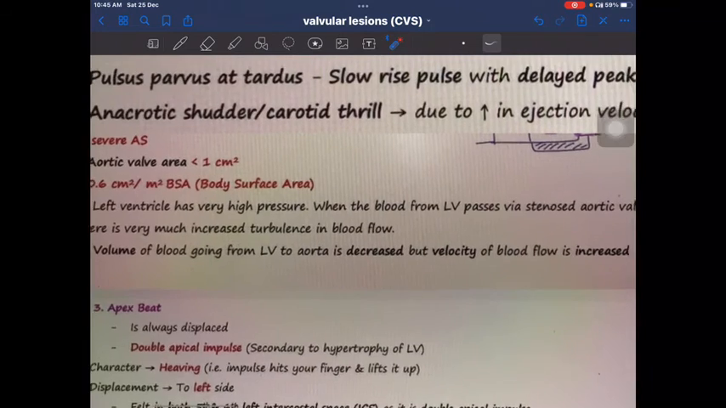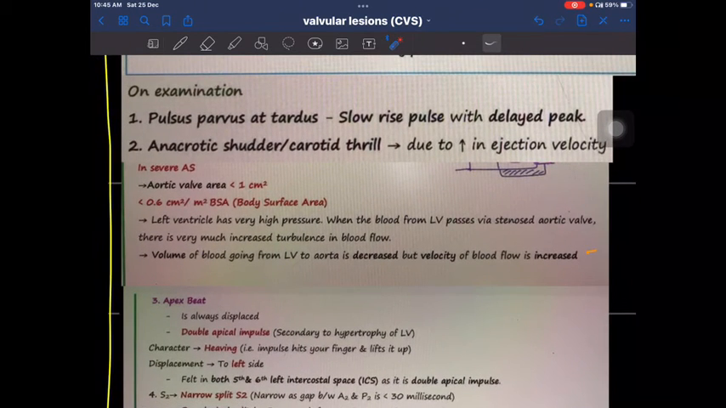Now, the examination findings of both AS and AR are very, very important. Okay, they can be asked to you as a single line MCQ also as a part of complete clinical question. Okay, so pulsus parvus et tardus. It's a slow rising pulse with delayed peak.